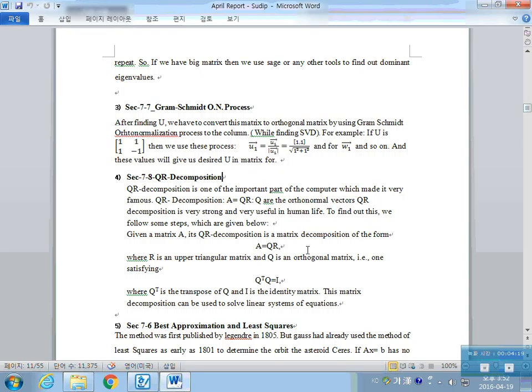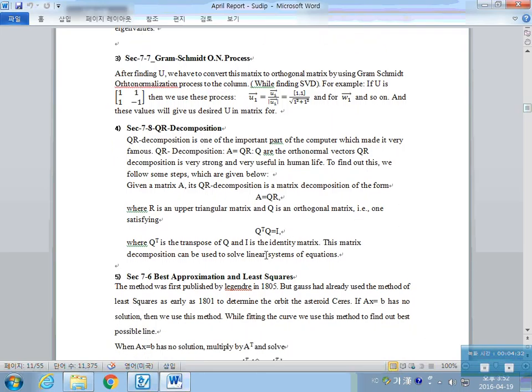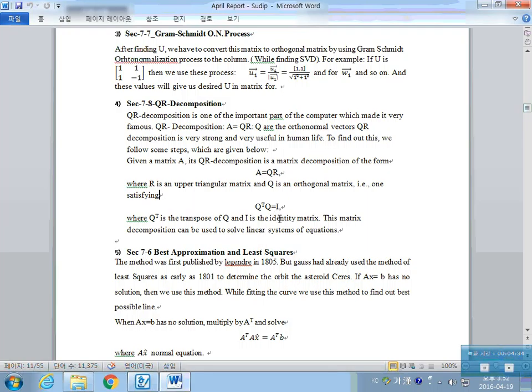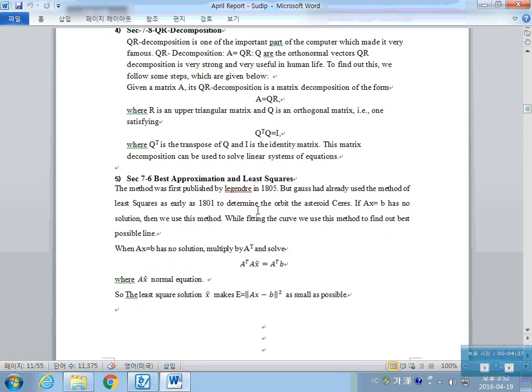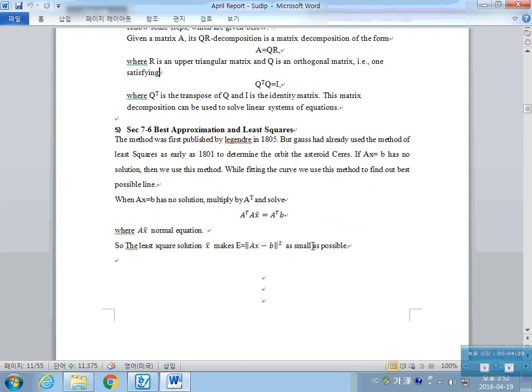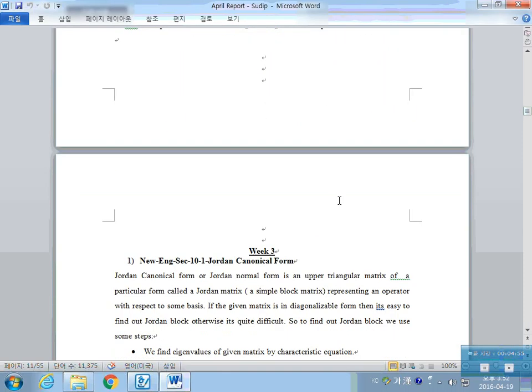Similarly, QR decomposition. If a matrix A is given, its QR decomposition can be written as A equals QR, where R is an upper triangular matrix and Q is an orthogonal matrix. Similarly, we find Q transpose, the transpose of the Q matrix. Then least squares. We use this process when the equation Ax equals b has no solution. It gives us the best solution and minimizes our errors in projection.